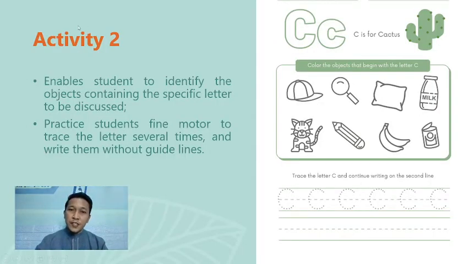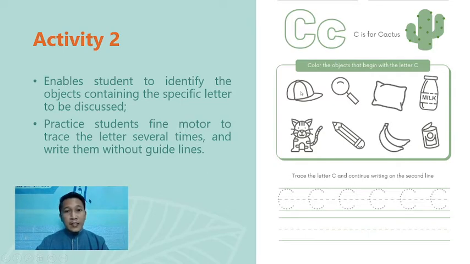The second activity here is C. C is for cactus. Activity number 2 will enable students to identify the objects containing the specific letter to be discussed, in this case the letter C. Students will identify which of these objects begins with the letter C. They will be asked to observe the objects one by one.